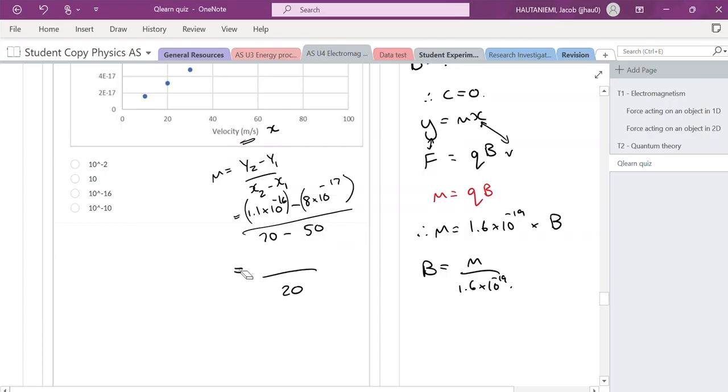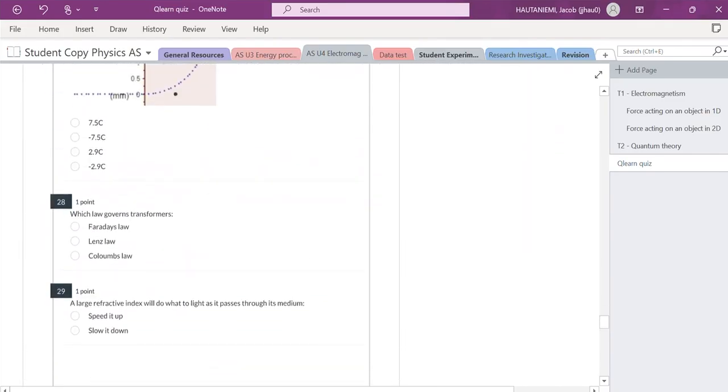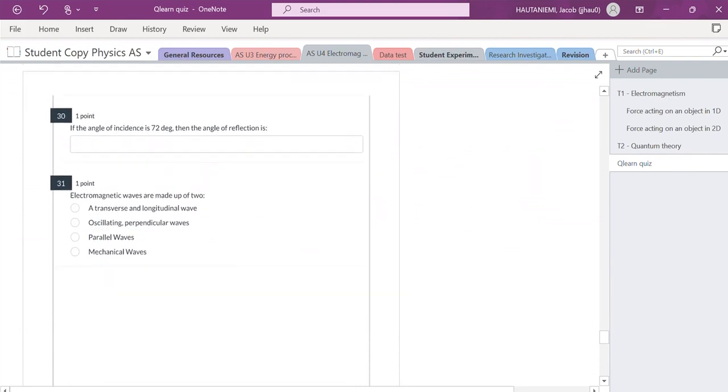Oh well, chuck it in the calculator, find your m, and then divide those two numbers. I believe the answer was 10, I'm not too sure though. What do we got? A couple more questions. Let's get these last multiple choice ones out of the way.